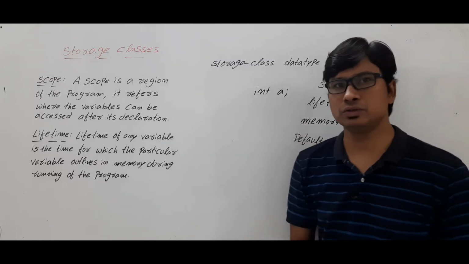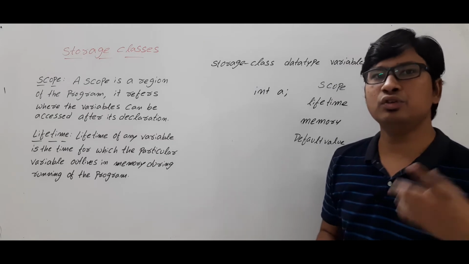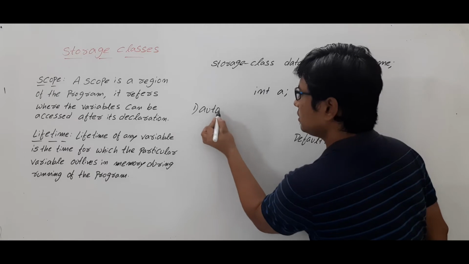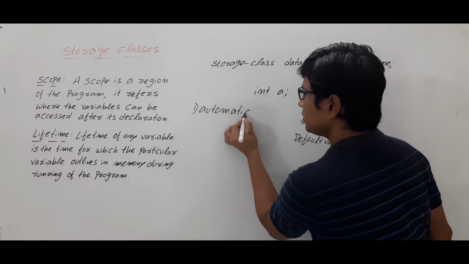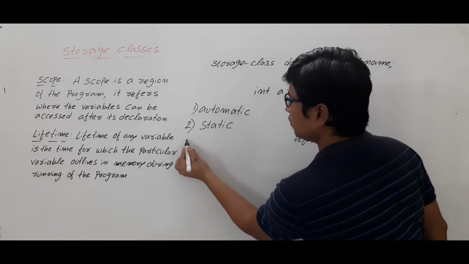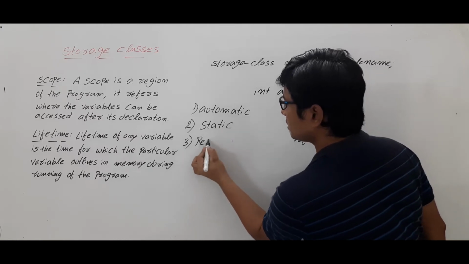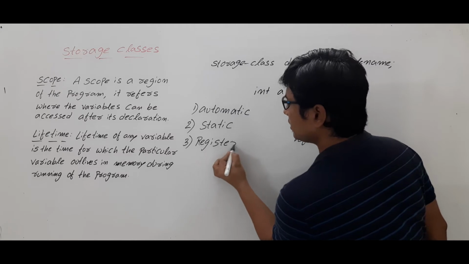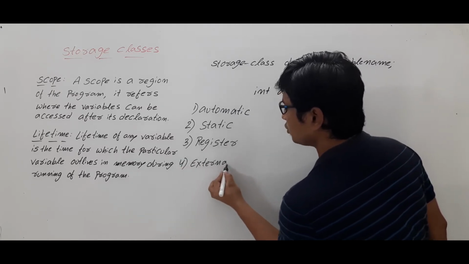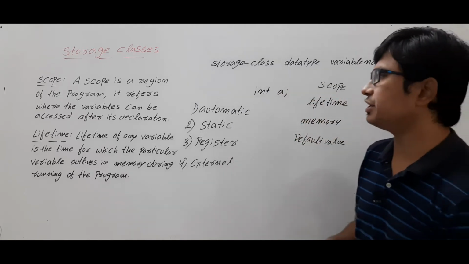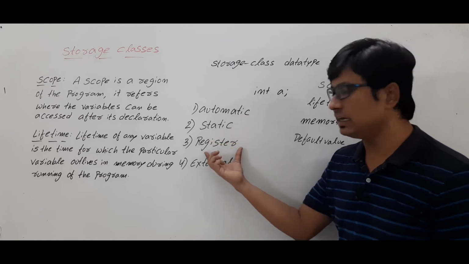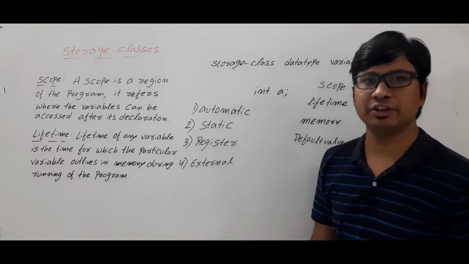Now coming to the storage classes, we have four storage classes. One is automatic, the next one is static, then we have register, and then we have the external variable. So the variables are classified into four types: automatic variable, static variable, register variable, and external variable.